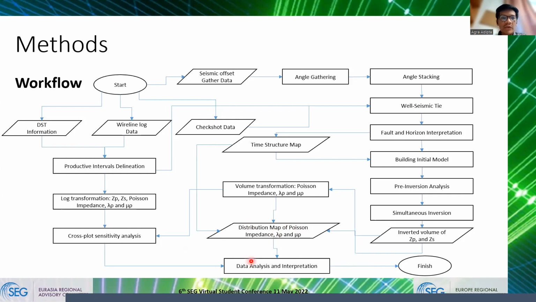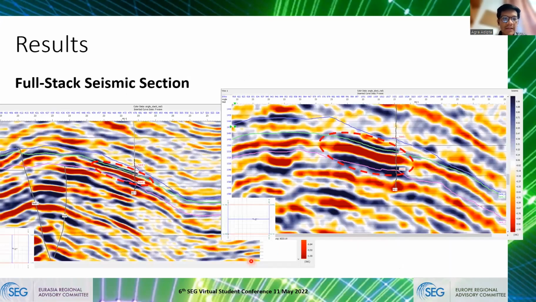Coming to the conventional full stack seismic section, we can see that the interpretation runs through an anticline, and bright spots inherently appear in a few sections of the seismic.